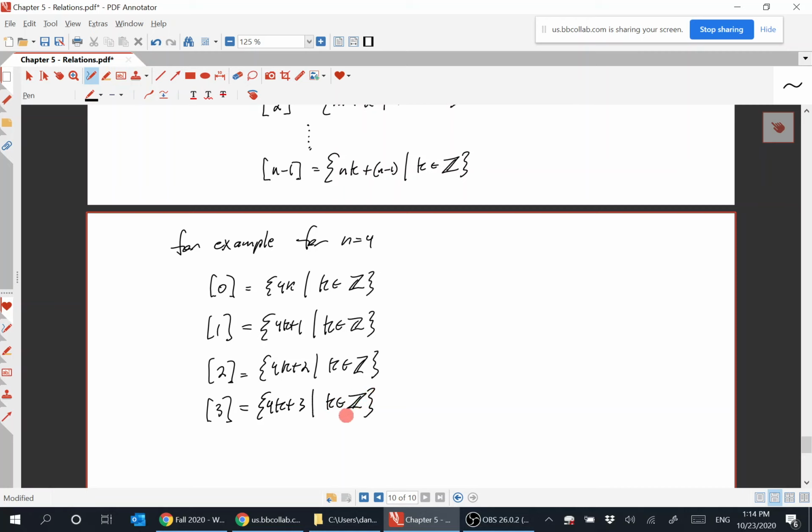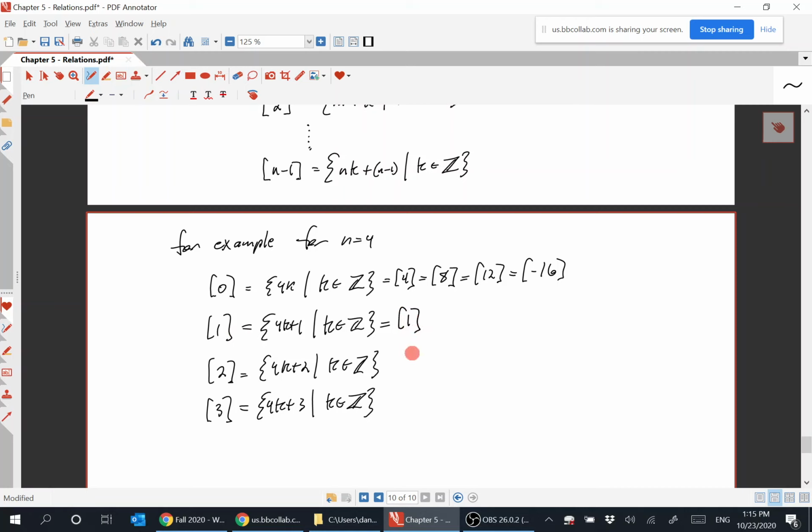Of course, bracket 4, what is it going to be equal to? Bracket 0, because they're related. Bracket 4 is equal to bracket 0 because 4 and 0 are related modulo n, are equivalent modulo n. Bracket 8 is also equal to bracket 0. Bracket 12 is equal to bracket 0. Bracket minus 16 is bracket 0.